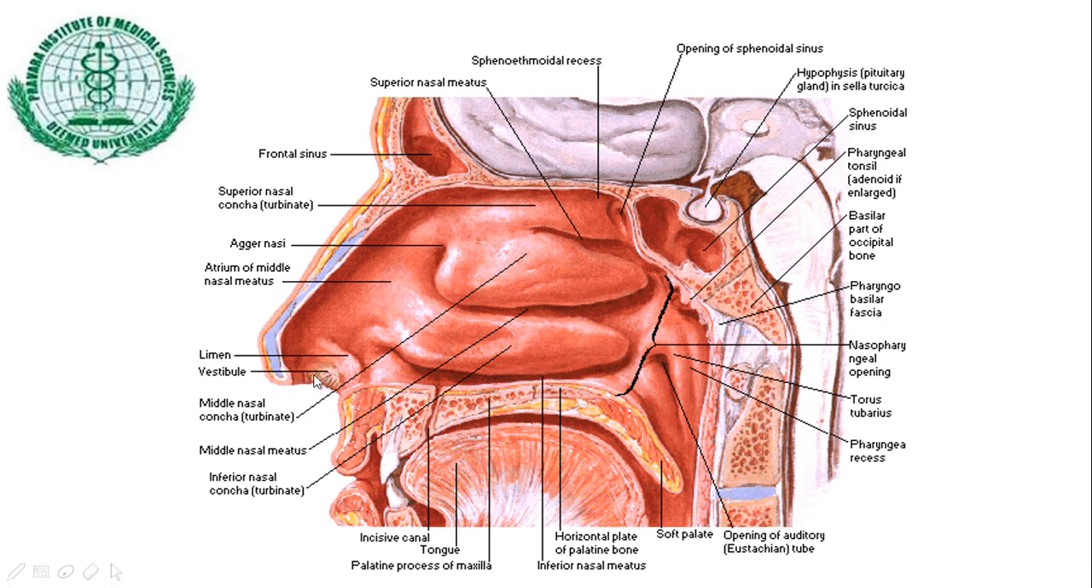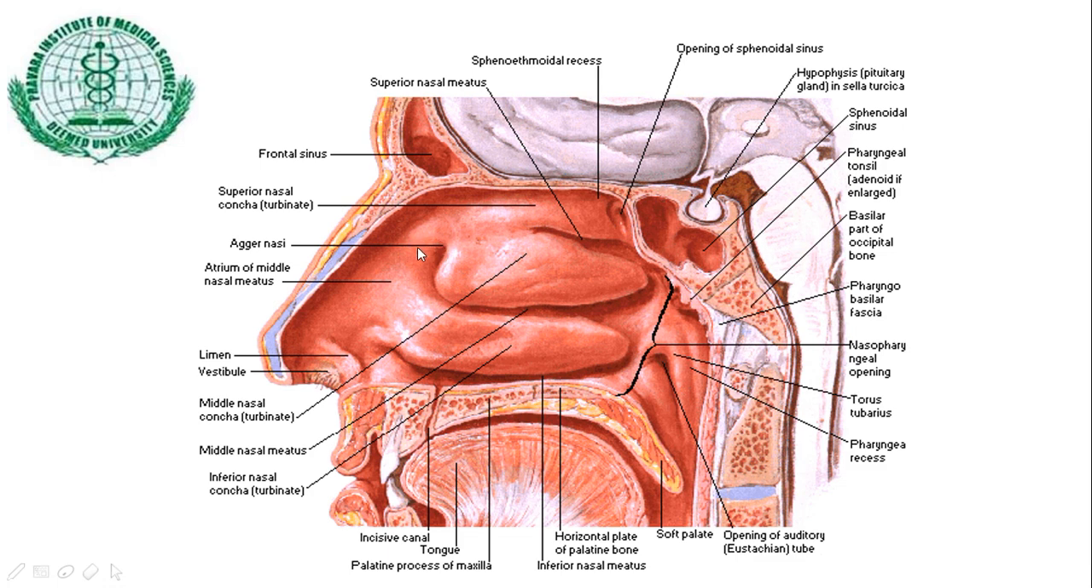Now this is lined by skin and it contains a small tuft of hairs. These are known as the vibrissae. The middle part of it is known as the atrium of the middle meatus. And it is limited above by a faint ridge of the mucous membrane that is known as the agger nasi.